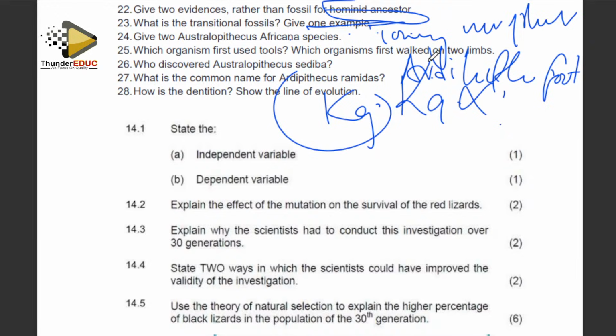What is the common name for Australopithecus? Someone is asking and I'm not seeing it properly. For Australopithecus sediba, it is Karabo. Australopithecus sediba is Karabo.